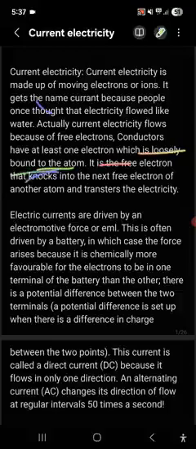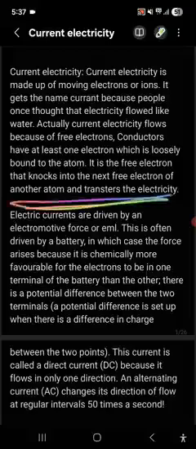Conductors have at least one loosely bound electron in their atoms, because conductors let energy, electricity, flow through them.